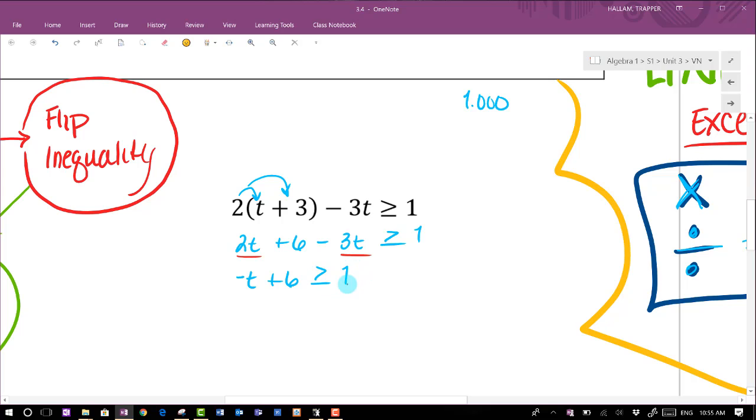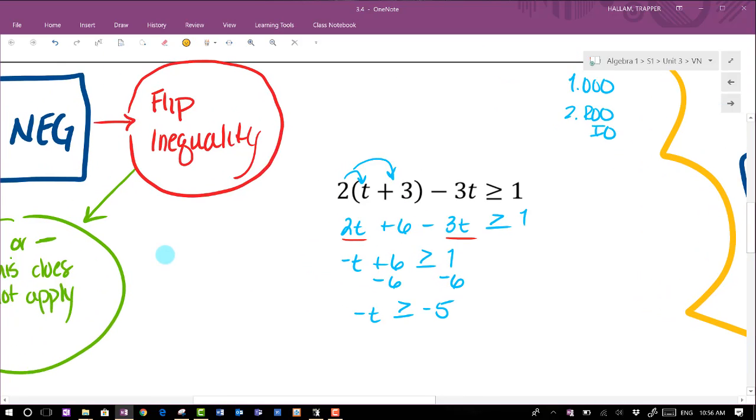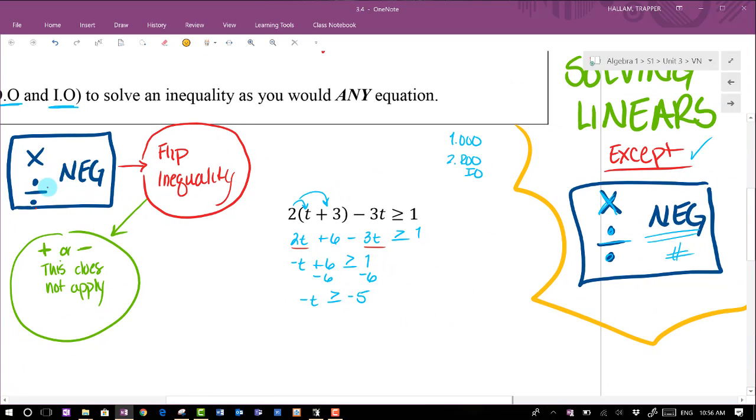Now we're going to start our solving by ROO by IO. I'm going to remove my addition and subtraction first, which is this 6. So I'm going to subtract 6 from both sides. I'm going to find out that negative t is greater than or equal to negative 5. We have to move that negative. Now you can see that this property is going to come into place. We are now multiplying or dividing, either way it doesn't matter.